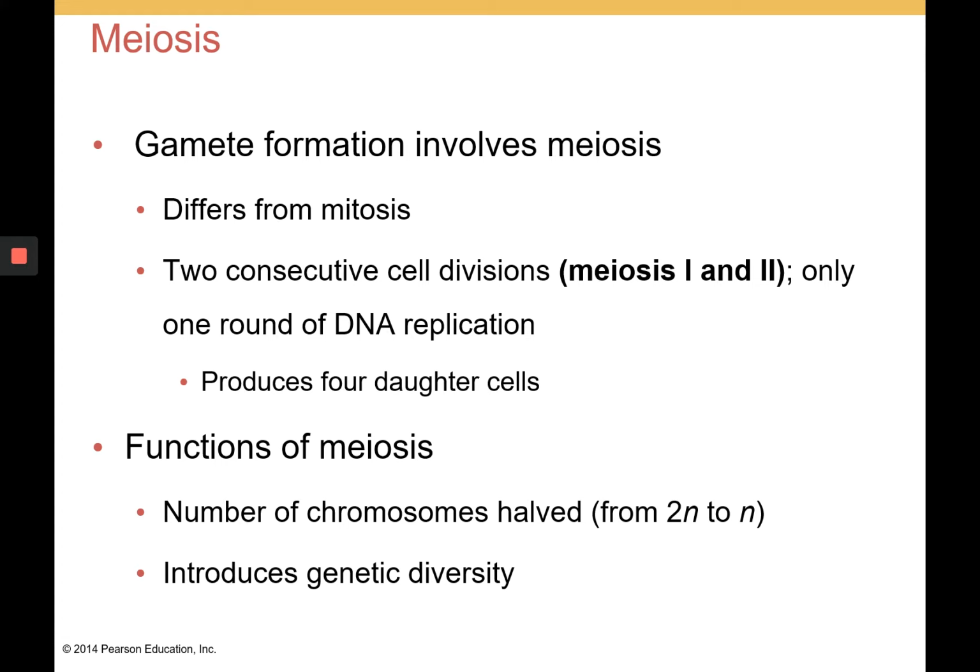In mitosis, we produce only 2 daughter cells. In mitosis, we produce clones of the original mother cell, whereas in meiosis, we produce 4 different, genetically variable daughter cells. The functions of meiosis are to halve the chromosome number from diploid to haploid and introduce genetic diversity.